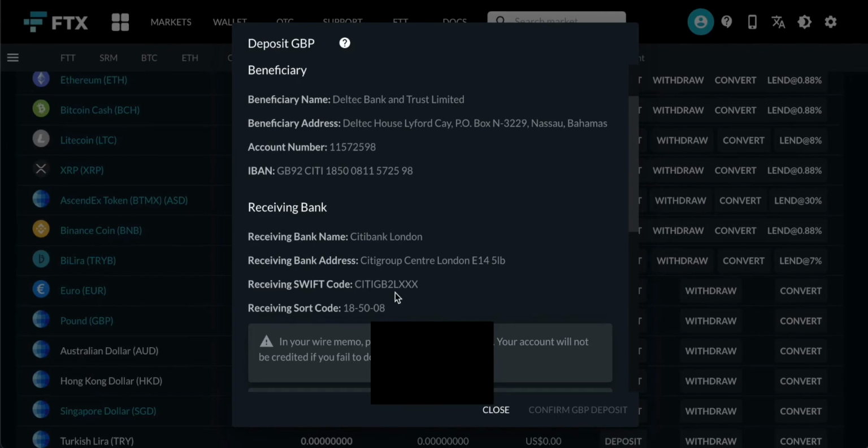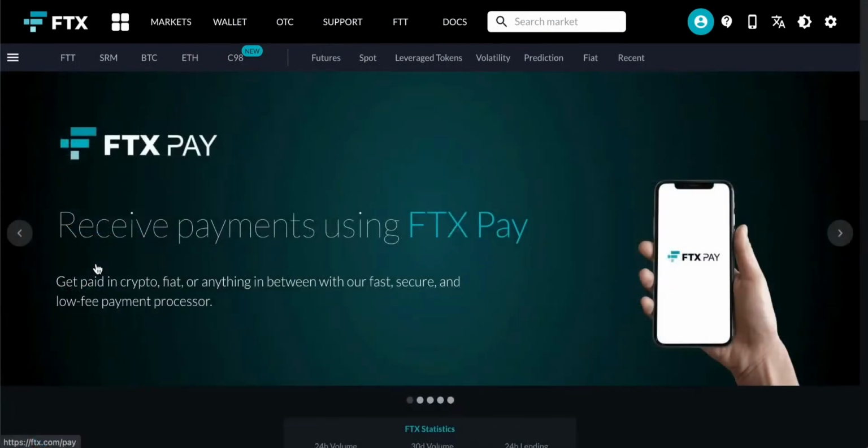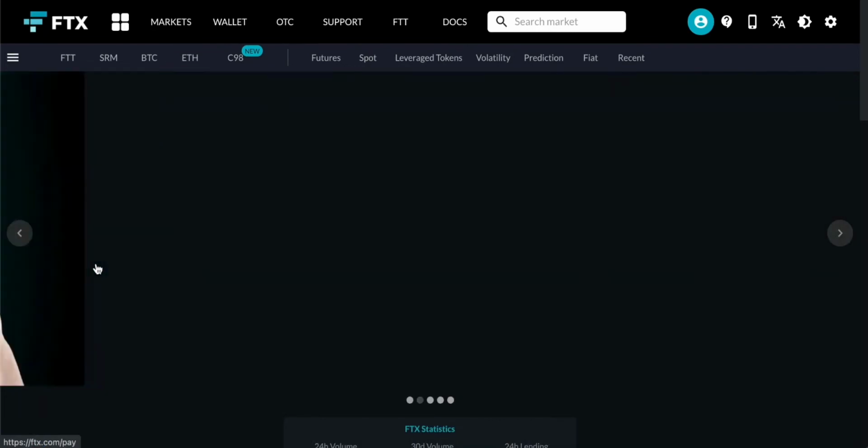When you are depositing fiat currencies, the most important thing really is to add your account number, and I've blocked it out, but it will be here. That is absolutely vital that you include that as a memo so they know which account at FTX to put your wire into.